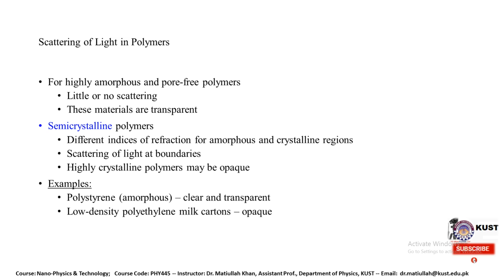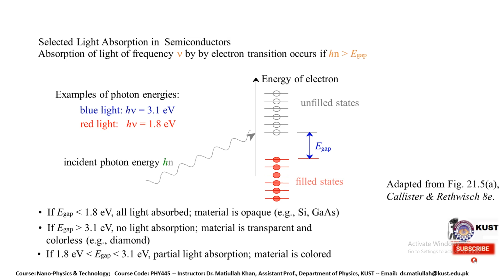There are different indices of refraction of amorphous and crystalline regions. So scattering of light at boundaries occurs, and highly crystalline polymers may be opaque. Just like in the case of polystyrene, that is amorphous, it is clear and transparent, and low-density polyethylene, milky, so it is opaque.